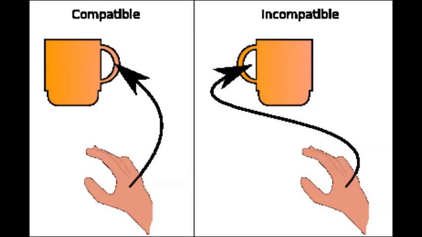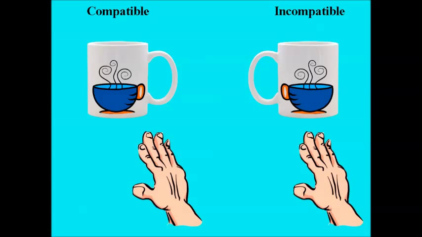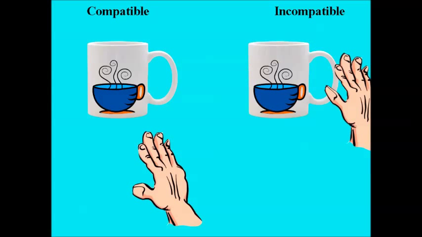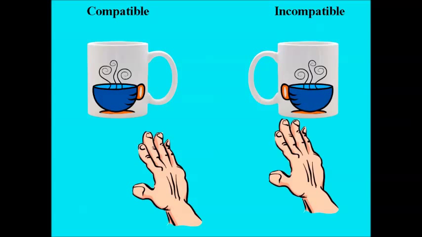Stimulus-response compatibility is an easy-to-observe phenomenon. It occurs when there is a convenient and intuitive way to respond to a stimulus. If you are right-handed, a cup handle on the right side of a cup matches the grip position and location of your right hand much more easily than of the left hand. In other words, in this example, the cup's handle is more compatible with your right than with your left hand.